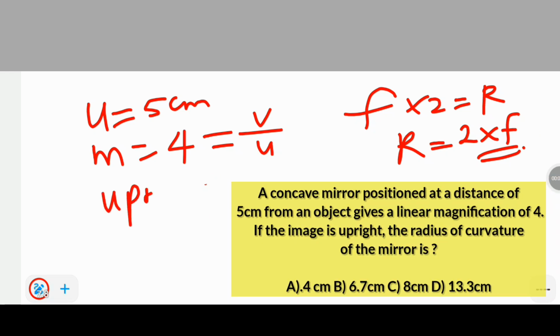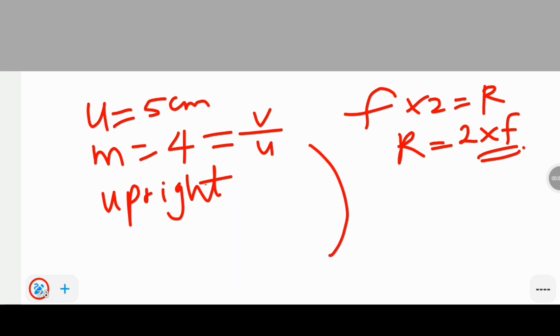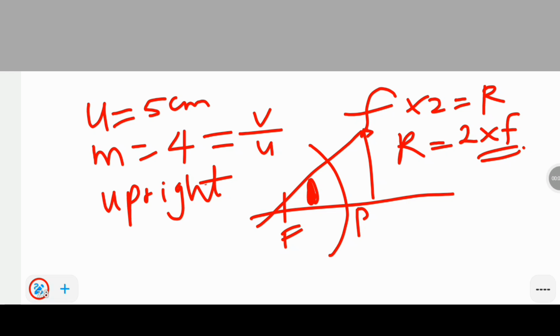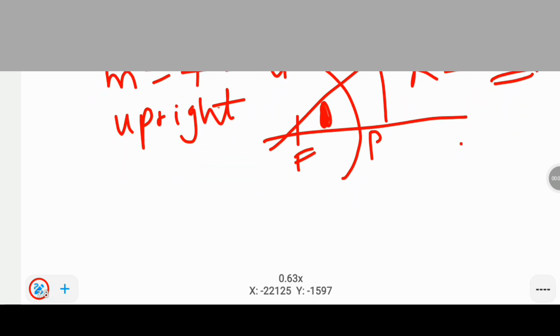We are told that the image is upright. The image is upright, and this is a concave mirror. The only time a concave mirror produces an upright image is if the image is virtual. That is, the object is placed between the focus and the pole. So the object is actually around here. So it will produce a virtual image that will be behind the mirror. So for a virtual image, the value for V is always negative. V is going to be negative in this case.